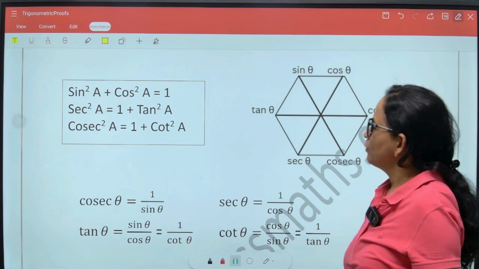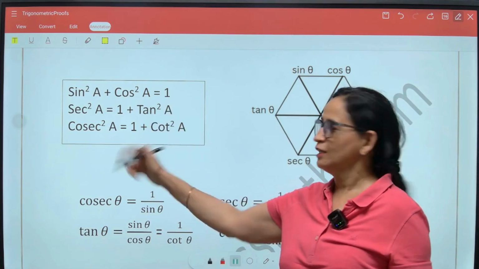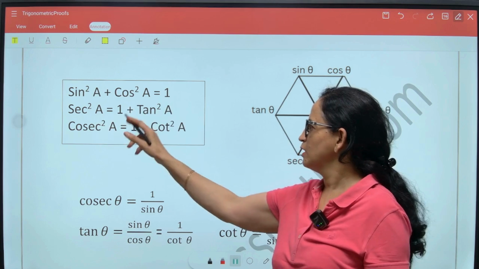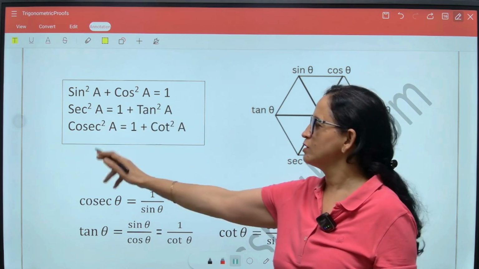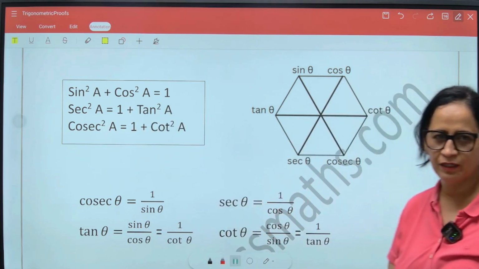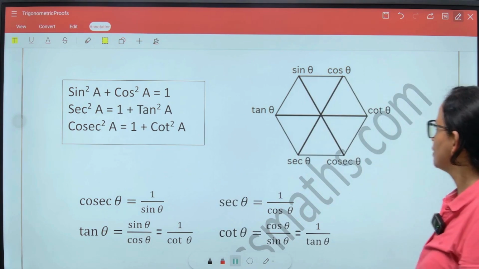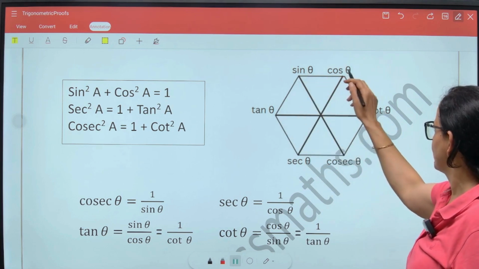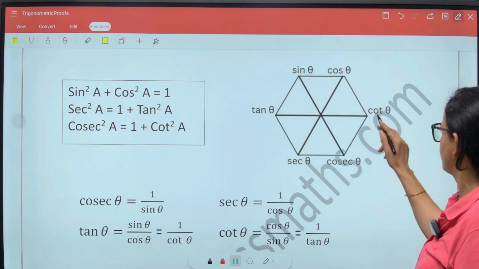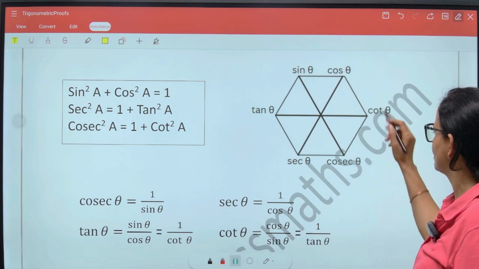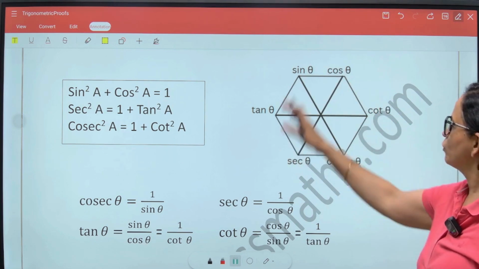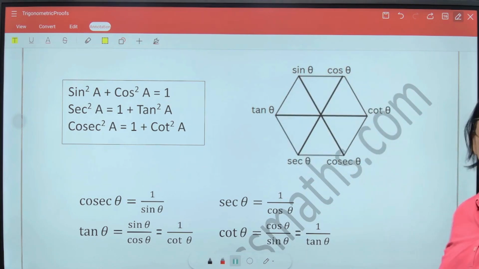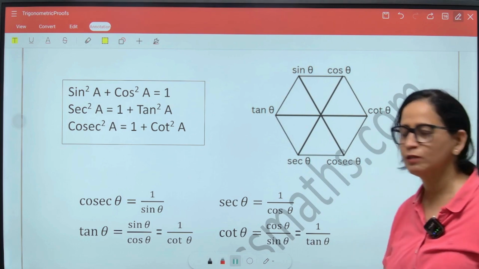After that we learnt about the trigonometric identities. sin²A plus cos²A is 1, sec²A is 1 plus tan²A, cosec²A is 1 plus cot²A, right? And then we also had a look at the magical hexagon. Tan theta is sin theta by cos theta, sin theta is cos theta by cot theta, cos theta is cot theta by cosec theta. So we are going to use all these things. Sin theta is also tan theta into cos theta. So all these might also help you when you are doing the proof questions.